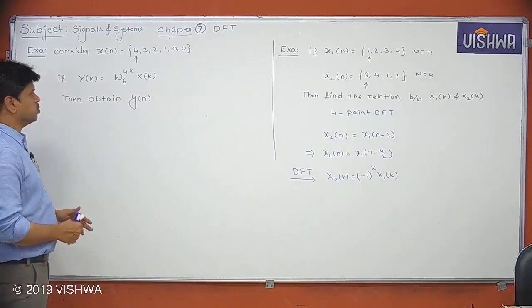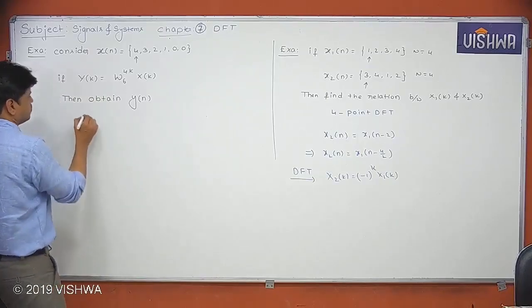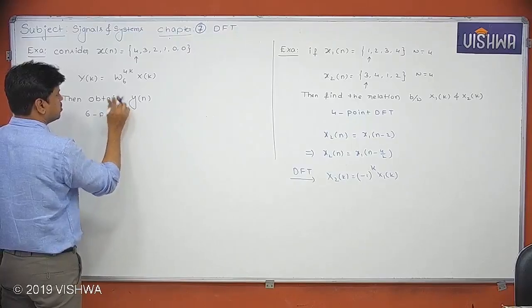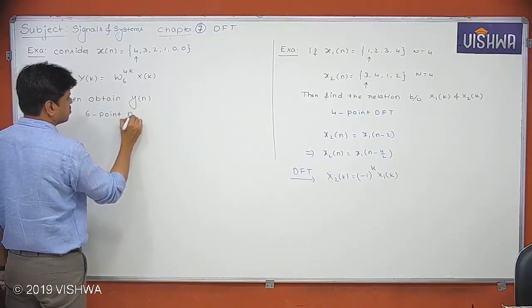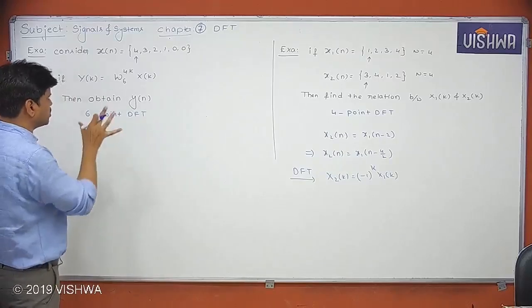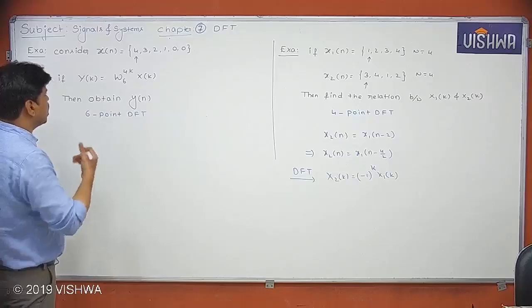So let's see what it is. It is a 6-point DFT. How did I say that? Because of the twiddle factor. But still, we don't have to worry about anything, because we are just applying simple properties. How can we solve this?